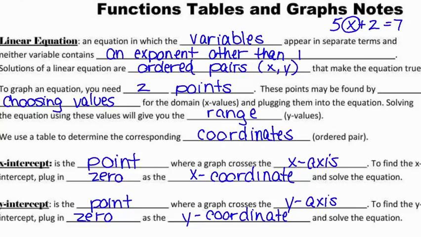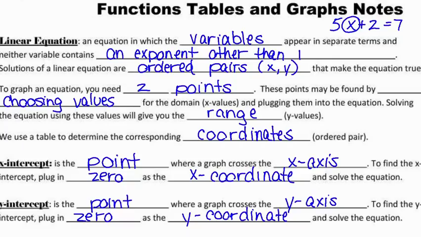And it says to graph an equation, you need 2 points. These points are found by choosing values for the domain, or x values, and plugging them into the equation. So we're solving the equation using values that will give you the range. So it's plugging in a number to get a number to pop out. It's kind of like a machine. You have a rule to your machine, you plug in a number into your machine, and out pops another number. So that's kind of what we're getting into.